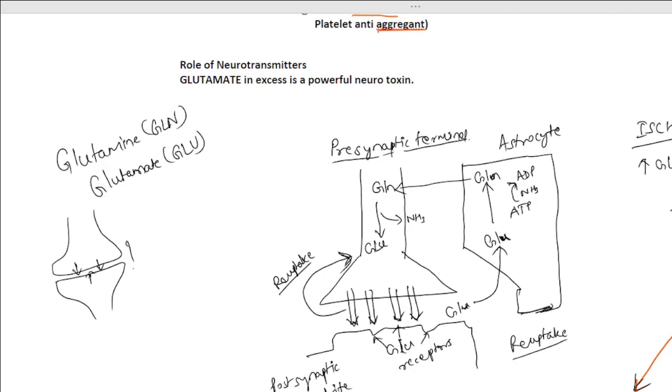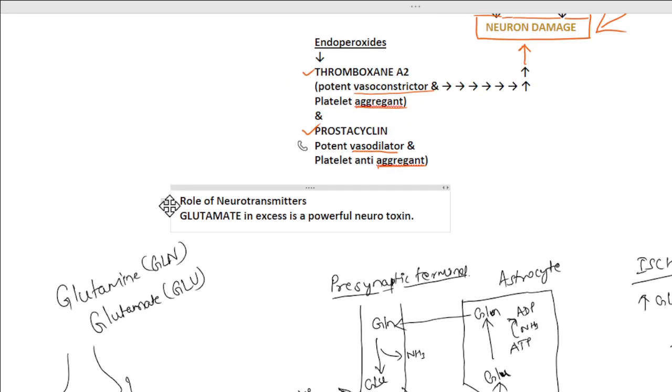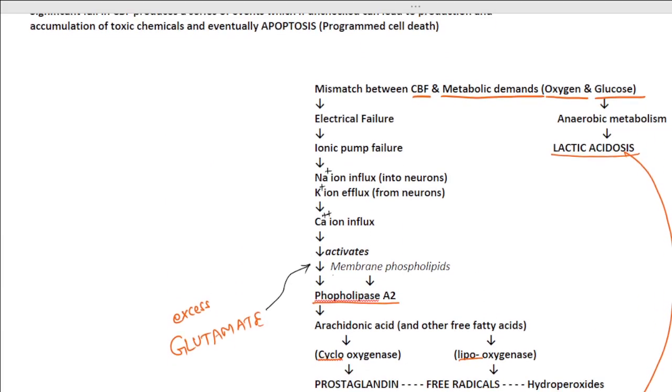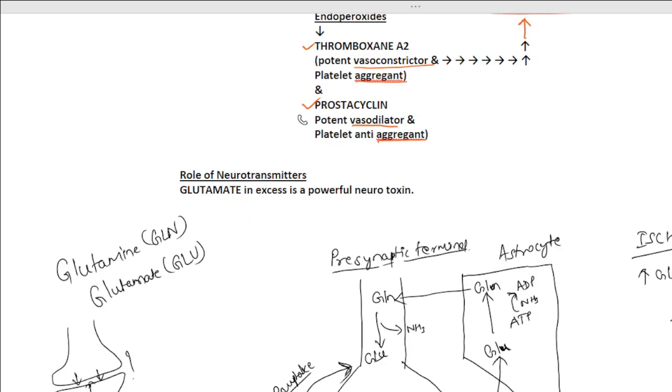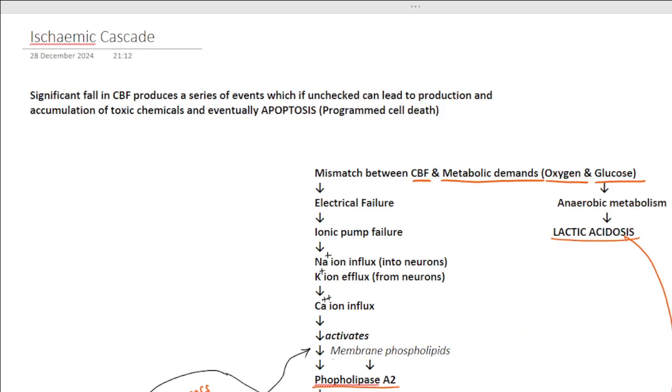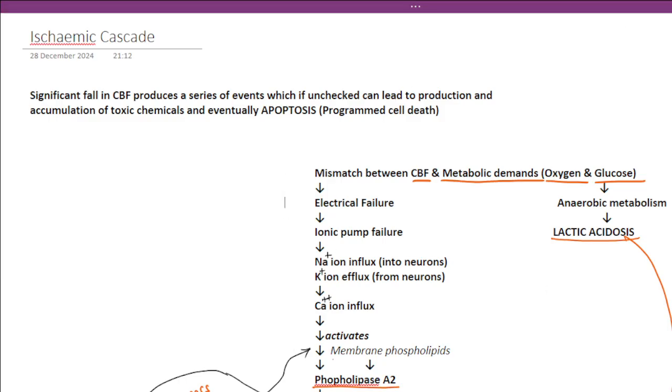And we understood even the role of neurotransmitters, and especially glutamate. You should always remember excess glutamate is a powerful neurotoxin. How does it work? Excess glutamate actually works at the membrane phospholipid level and then gives phospholipase A2, and then later you know how it gives the free radicals, prostaglandin and hydroperoxides, leading to neuronal damage. So today we finished all these things. I hope it has gone well with you. Thank you so much. Thanks a lot.